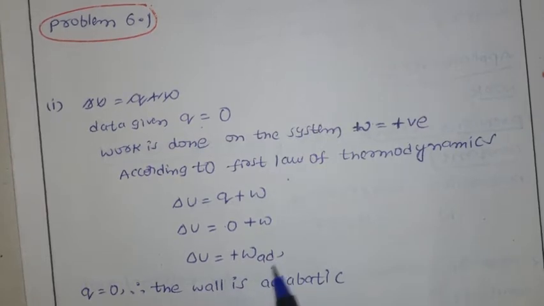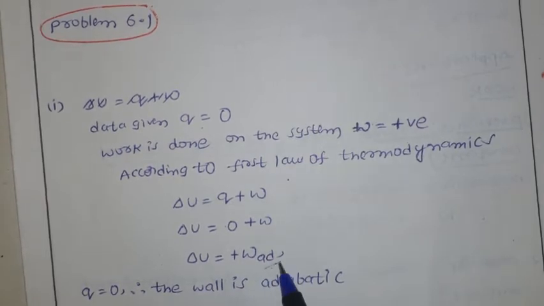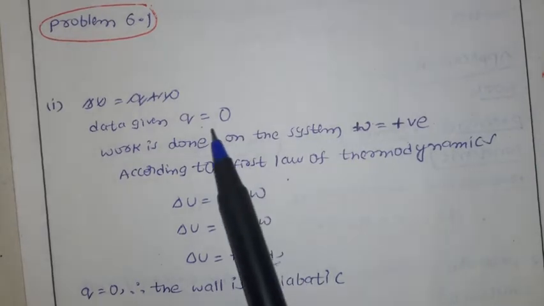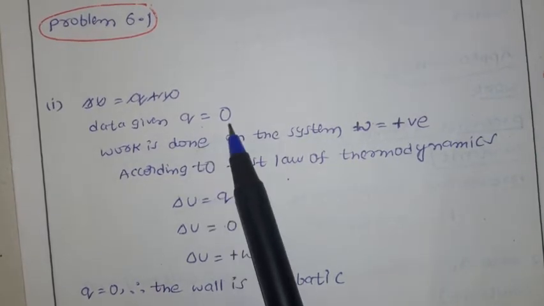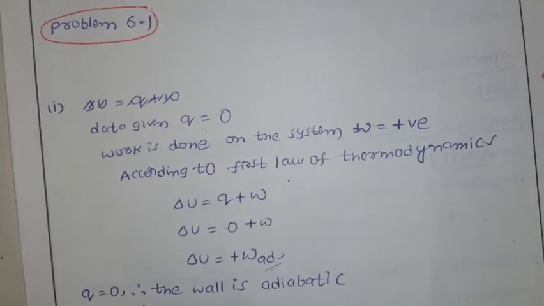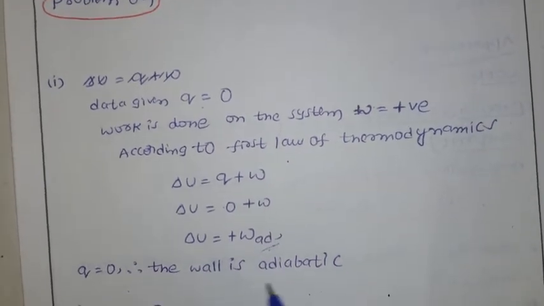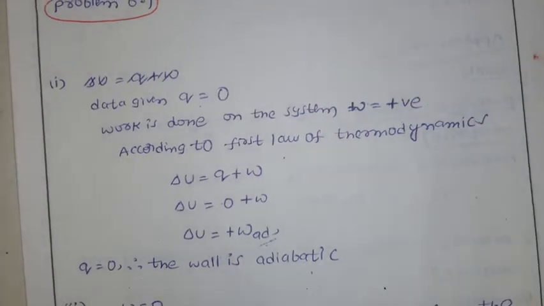Adiabatic. Why are we calling it adiabatic here? Because there is no exchange of heat. How did I come to know? Because here Q is equal to 0. So Q equal to 0 means the type of wall is an adiabatic wall.